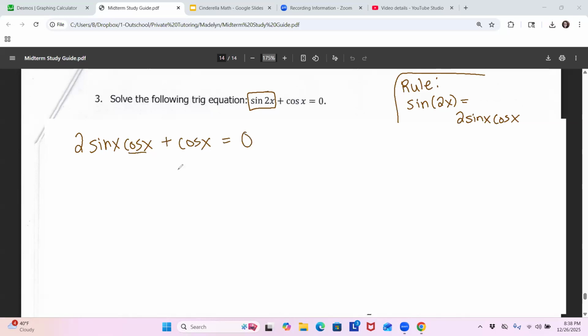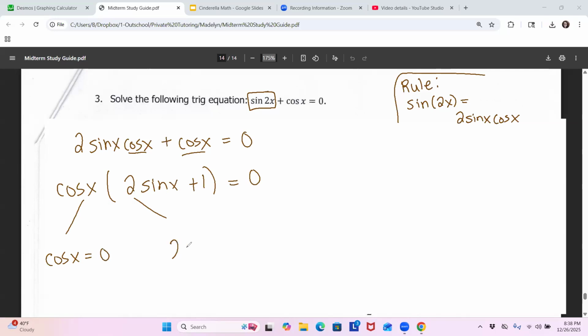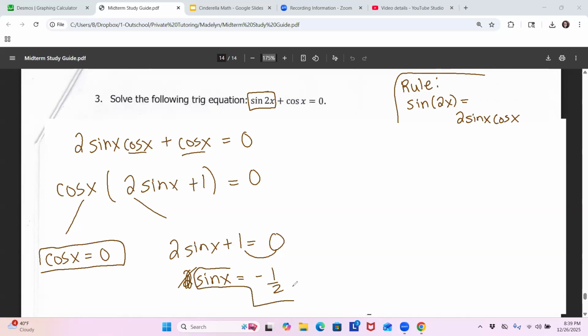Okay, see a cos, that's a GCF. Let's pull it out. So cos x, that would still leave 2 sine x plus 1, set to 0. So cos x set to 0, 2 sine x plus 1 set to 0. So we'd have sine x equals -1, divide by 2. There we go. So we're looking on the unit circle for when cos is 0 and when sine is -1/2.